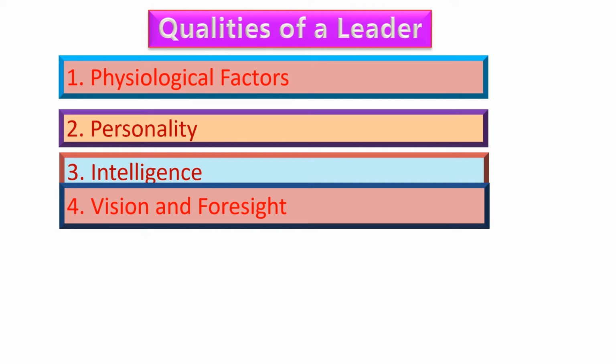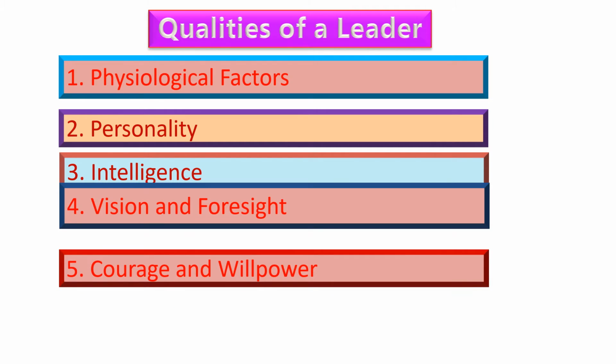The next quality of leadership is intelligence. It is considered to be a most important trait. A leader should have an above average level of intelligence. He should be capable of thinking scientifically. Intelligence is a natural quality. Psychologists claim that intelligence can be improved with the help of proper training programs.